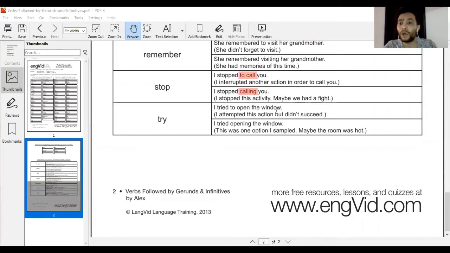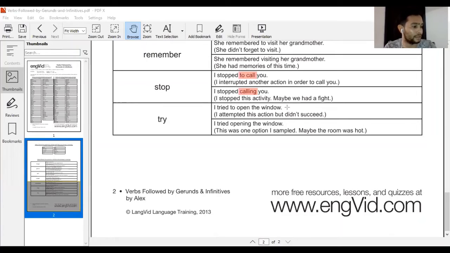So, I stopped calling you. Antes quizás éramos buenos amigos, te llamaba todos los días, pero tuvimos una pelea y después de eso, no te llamé más, right? I'm sorry, but I don't care about you. That's what it is.